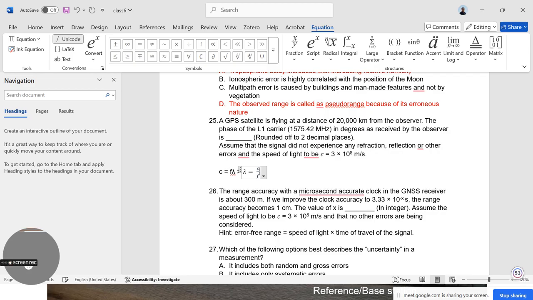Lambda is C by F. Now we know C, which is 3 into 10 to the power 8. We know F, which is 1575.42 megahertz, which is 10 to the power 6 hertz. So we will get the lambda. Now we want to find out the phase.